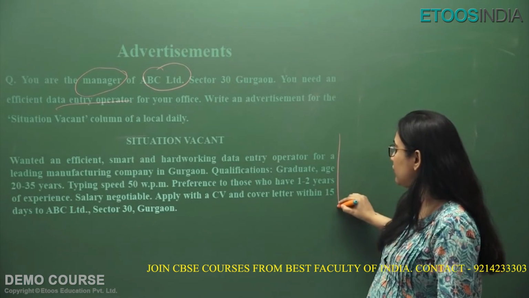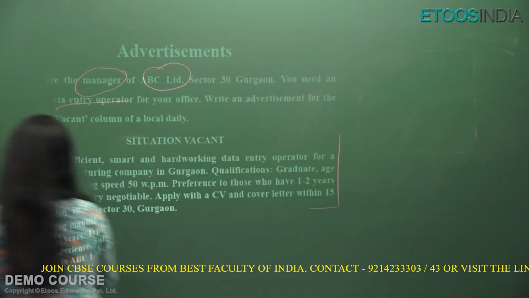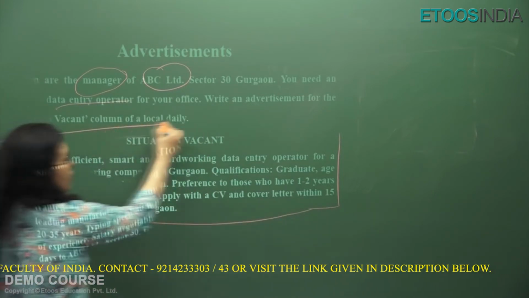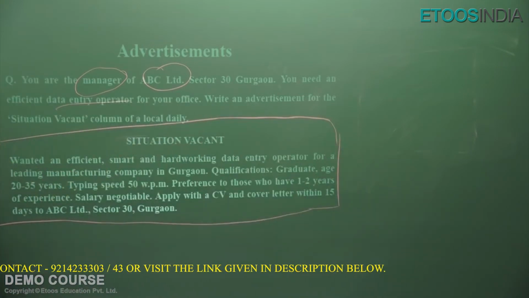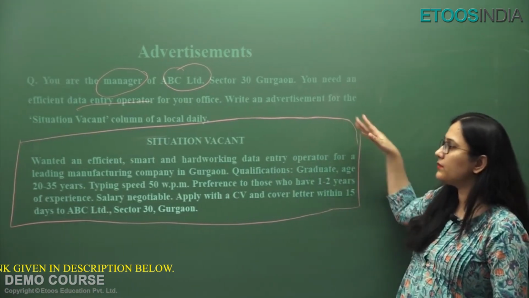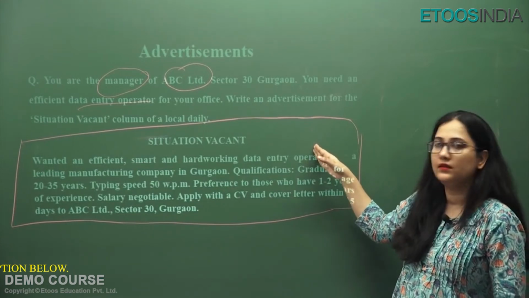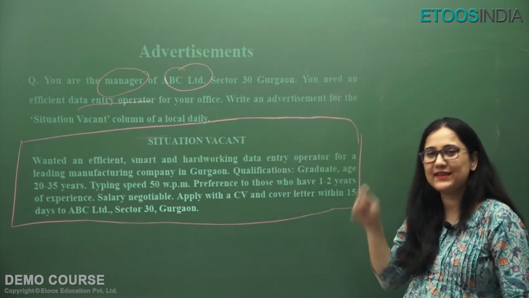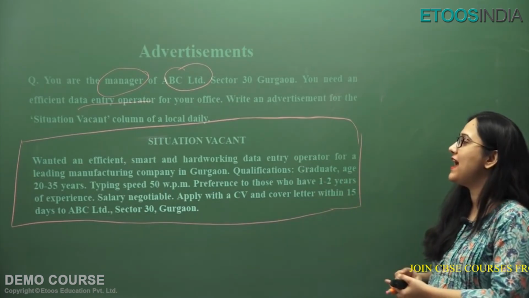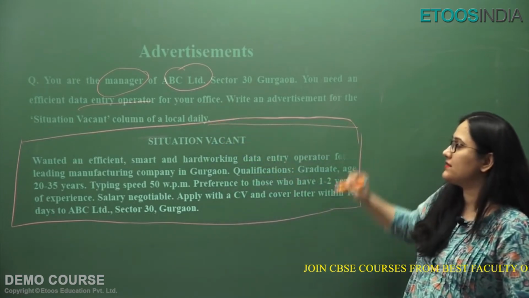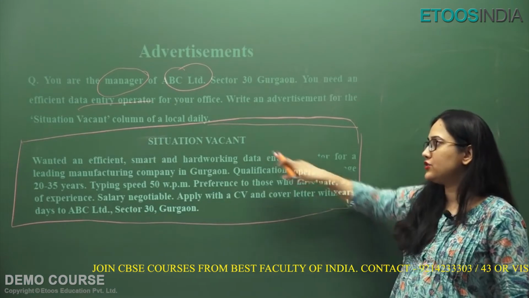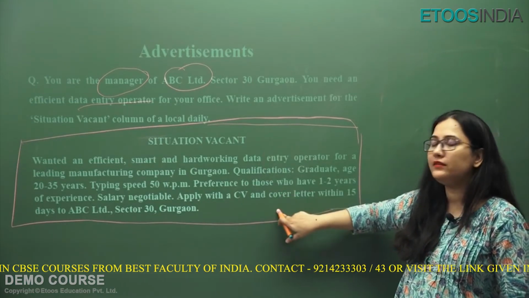You will always, like you do in the case of a notice, put this entire thing into a box. Please don't make the box like this; this is just some random effort. Take a ruler and make a clear box and write "Situation Vacant". Situation vacant means there is a job vacancy. This should be the heading, and then you will write very clearly whatever you want to.